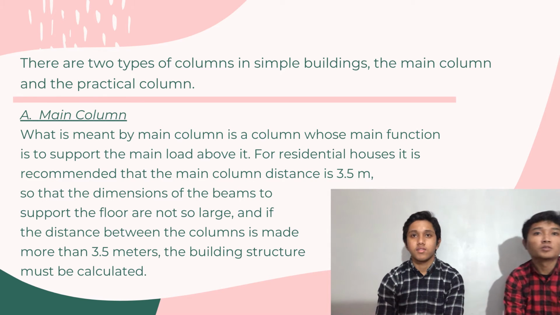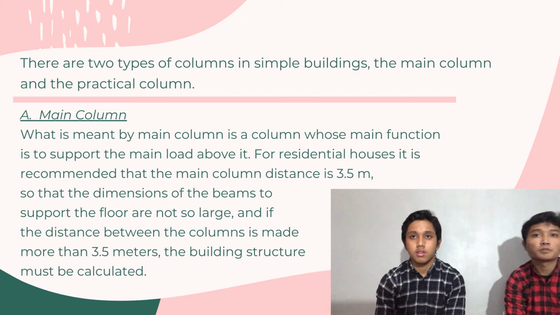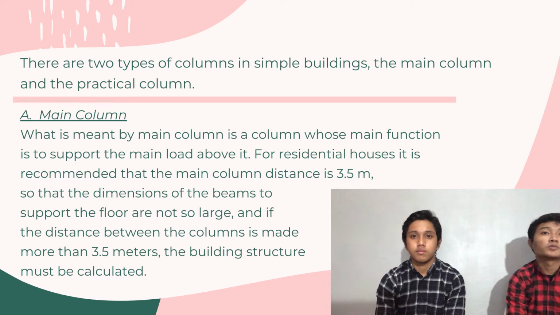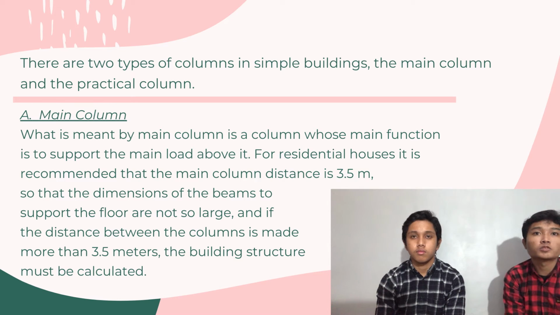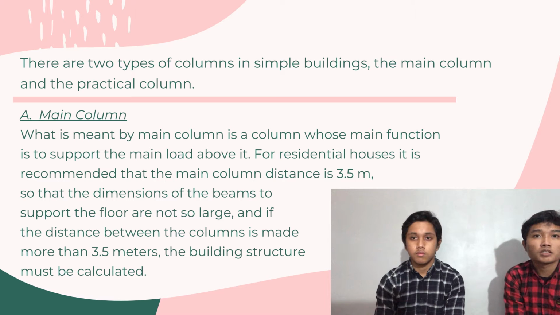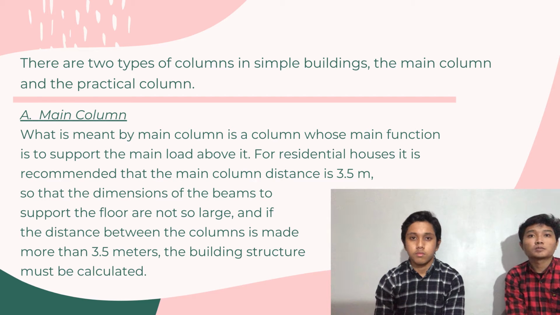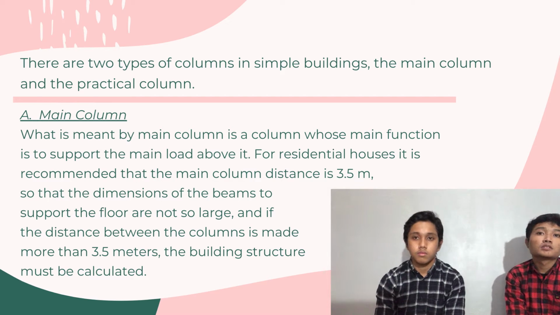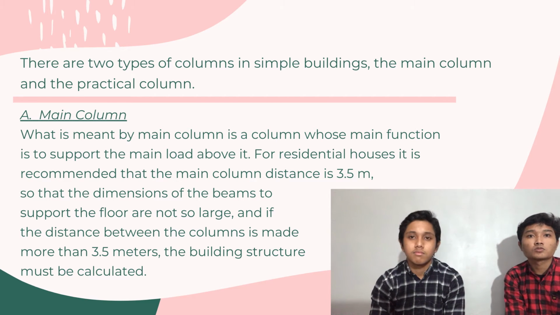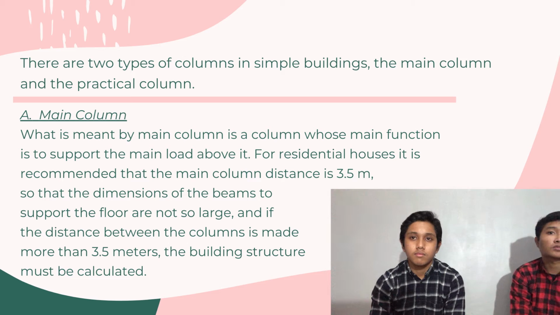There are two types of column in simple buildings. The main column and the practical column. What is meant by main column is a column whose main function is to support the main load above it. For a residential house, it is recommended that the main column distance is 3.5 meters, so that the dimension of the beam to support the floor is not so large.